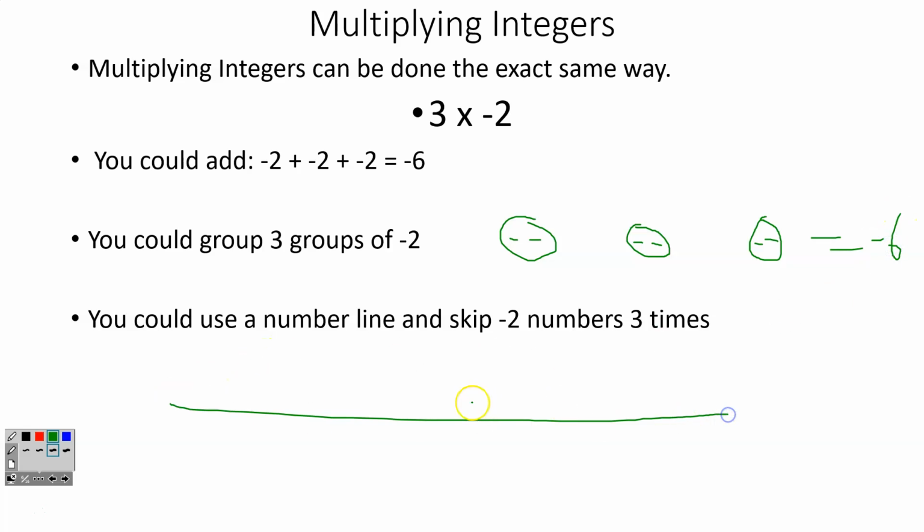You could use a number line and do the same thing. 1, 2, 3, 4, 5, 6. So I can skip negative 2 numbers 3 times. So I'm going to skip 2 numbers in the negative direction. 1, 2, 3. And I end up at a negative 6.